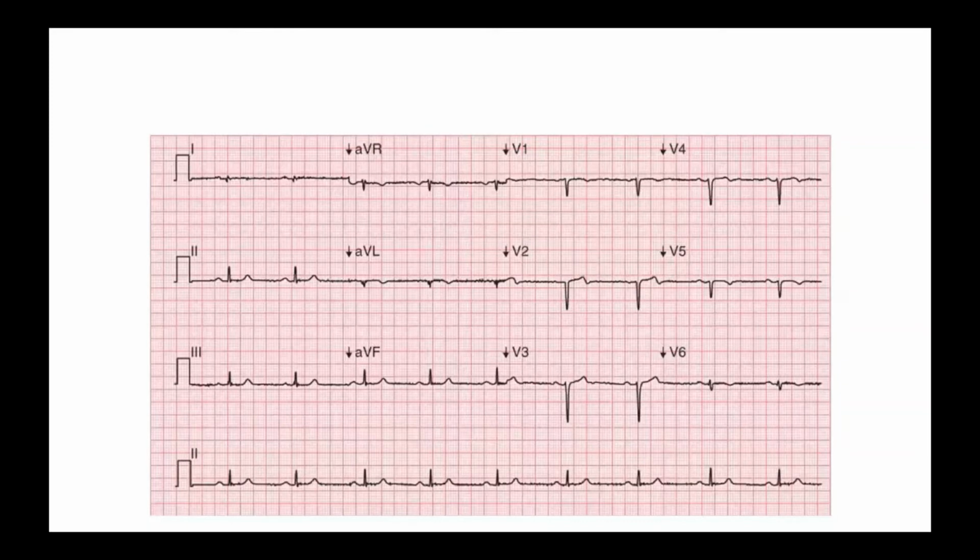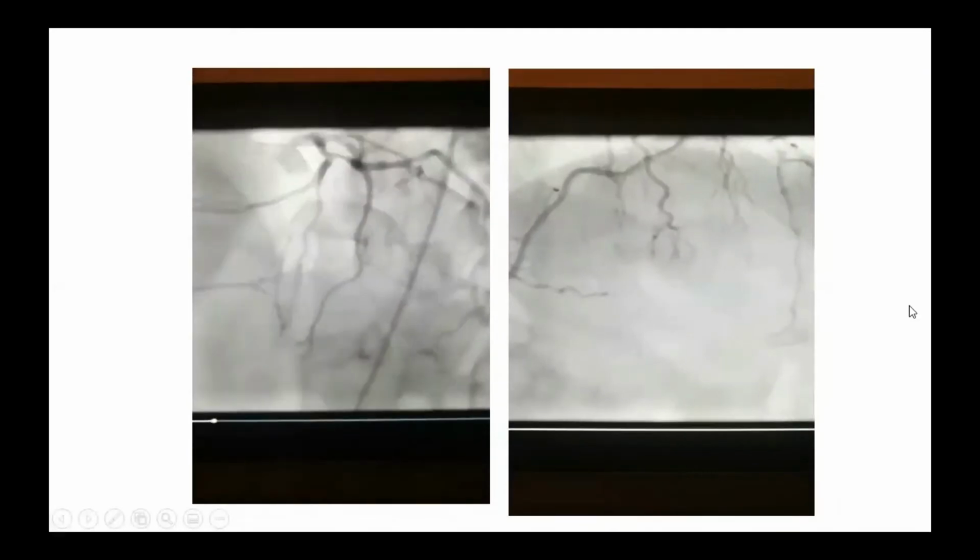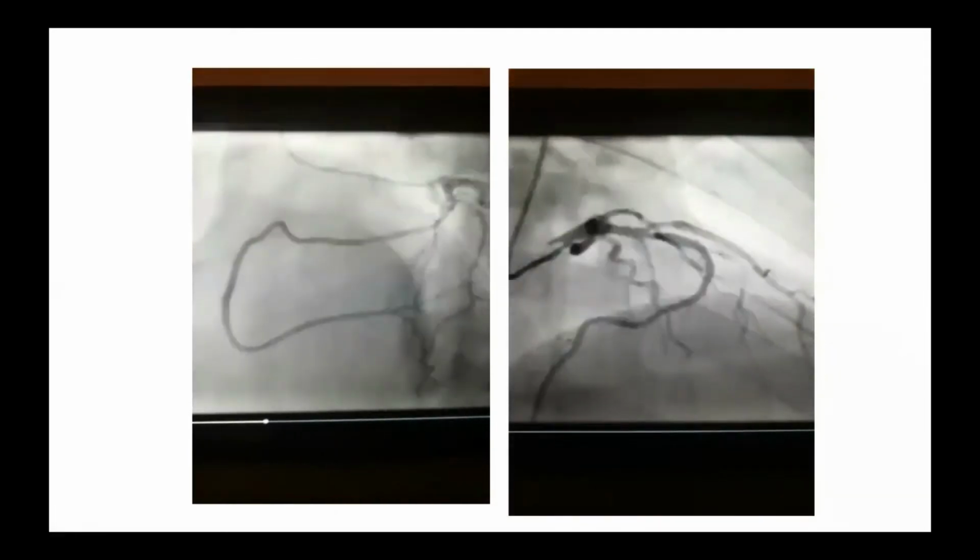Anything you can appreciate here? It is a sinus rhythm ECG with features of an old anterior MI, with poor R-wave progression. Okay. The patient went to the cath.